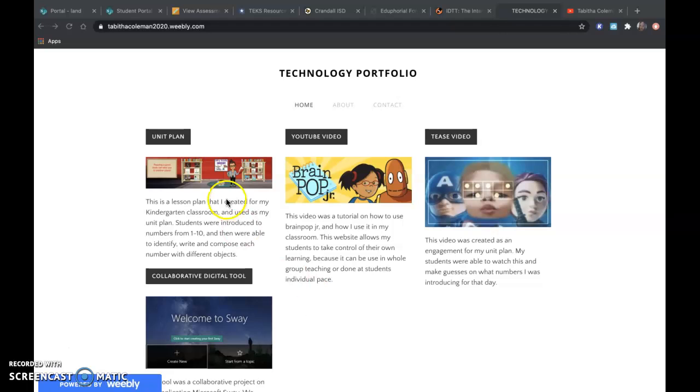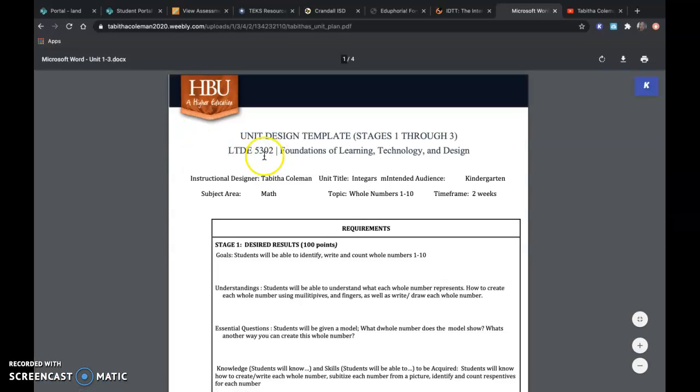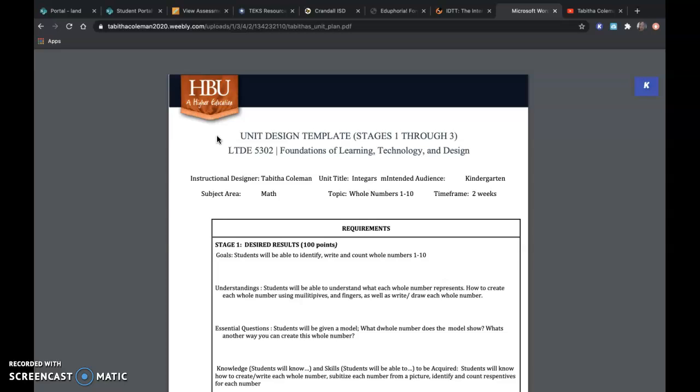assignments that we created. This is a unit plan that I created for my kindergarten class. I actually did this the first couple of weeks of school, and I'm still reviewing now with it. So I did my unit plan on numbers 1 through 10. The students will have to identify the number. The students will have to write the number, and the students would have to count objects to whatever number was given to them.